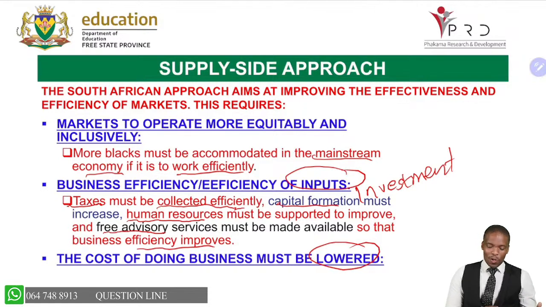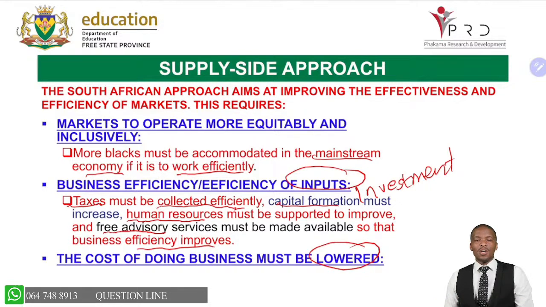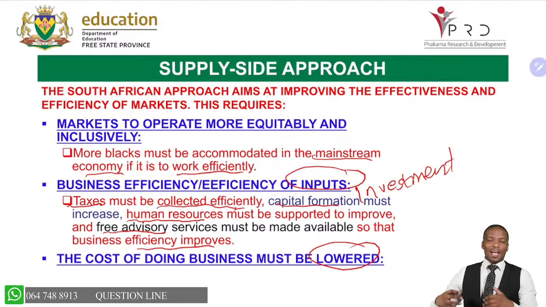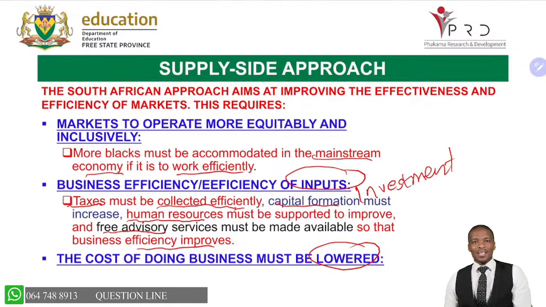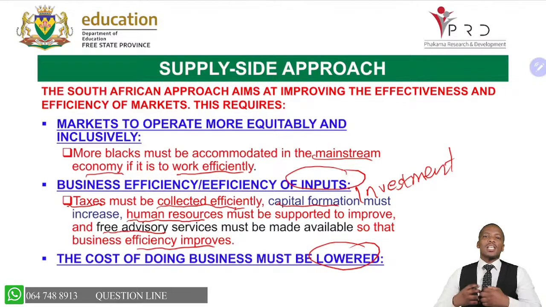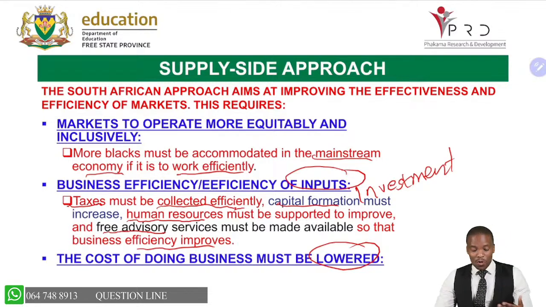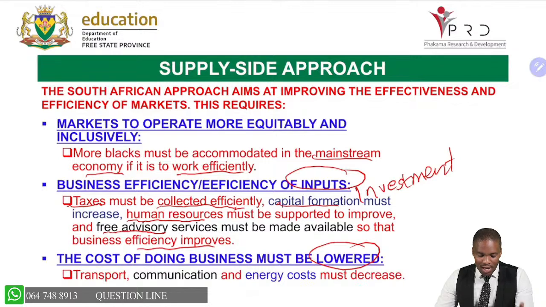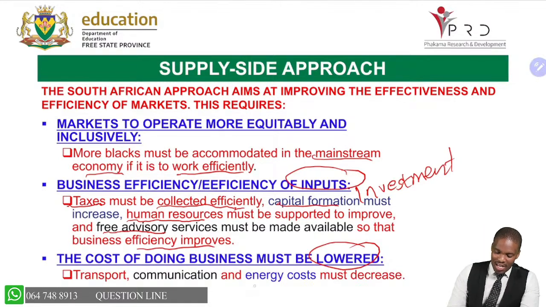So if you are talking about cost of doing business, everything that is associated with the cost of doing business should be lowered so that the revenue or the profit that is generated can be used to expand the business, or can be used to hire more inputs that will be used in the production process. So that should favor us. We are looking at the issues of transport, communication, and energy.